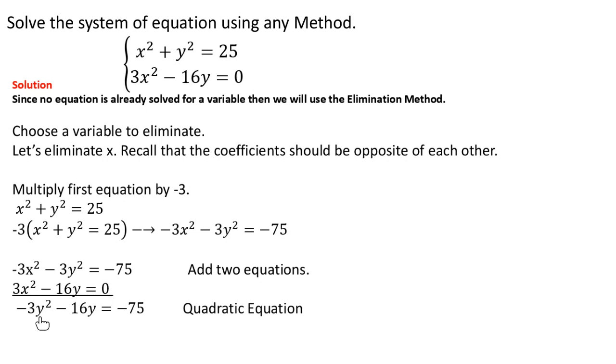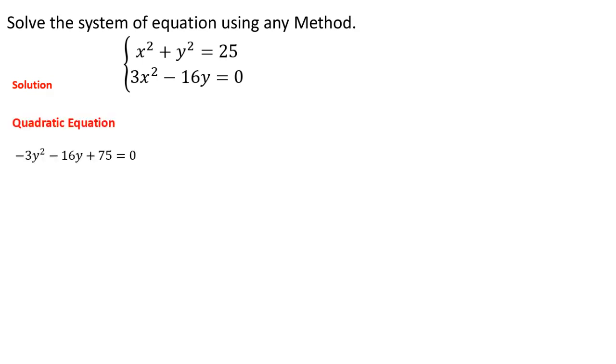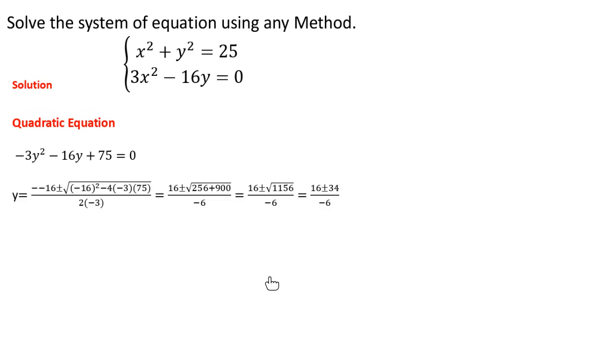And again, this becomes a quadratic equation. There are different methods to solve the quadratic equation: you can try to factor, or you can use the quadratic formula. Okay, so let's go ahead and look at this quadratic equation. The first thing we need to do is make sure that everything is on the same side. So I move the 75 over to the left side. And now we're going to use the quadratic formula.